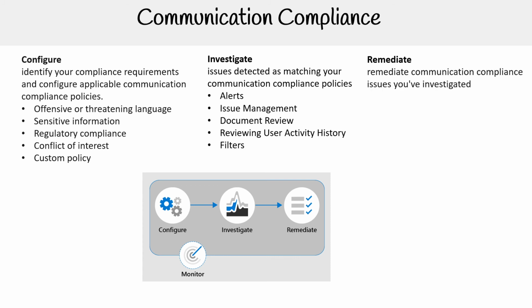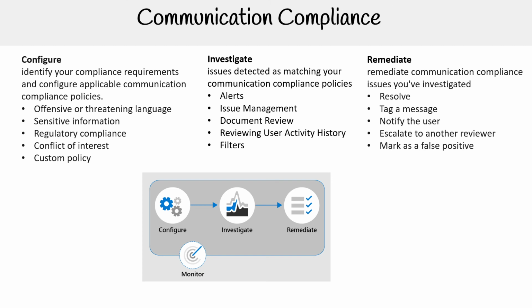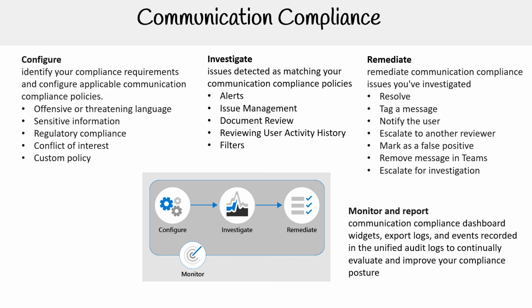So for remediate, you have remediate communication compliance issues you've investigated. So resolve, tag a message, notify the user, escalate to another reviewer, mark as a false positive, remove messages in Teams, and escalate for investigation. Then you have monitor and report, so communication compliance dashboard, widgets, export logs, and events recorded in the unified audit logs, continually evaluate and improve your compliance posture. So there you go. That's communication compliance.